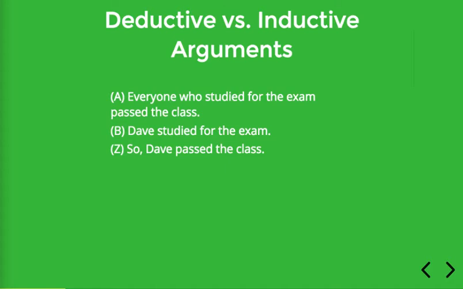If it's true that everyone who studied for the exam passed the class, and it's true that Dave studied for the exam, how could it be false that Dave passed the class? There's just no way for that to be possible. So a deductive argument is one where the premises are supposed to provide absolute proof of the conclusion. So it's a very strong kind of argument.